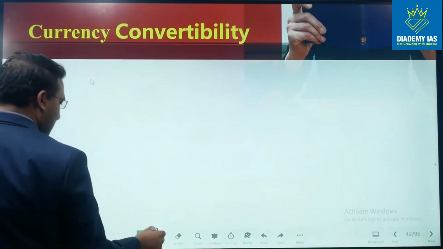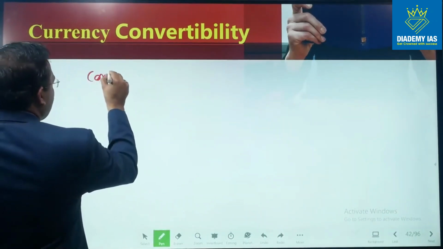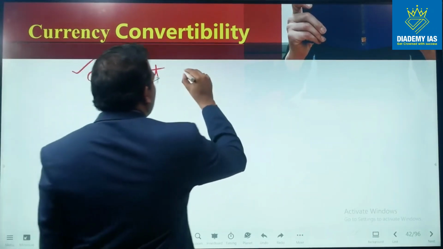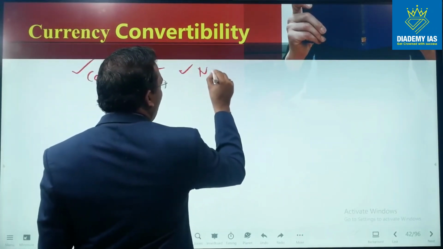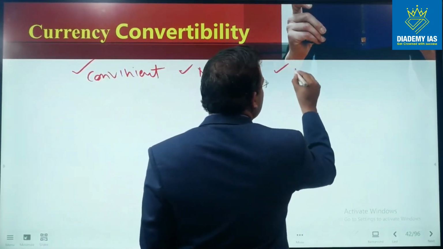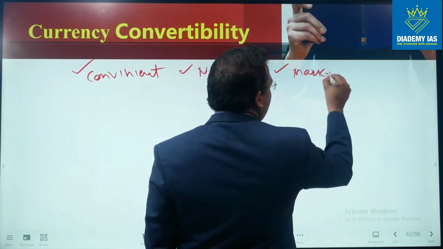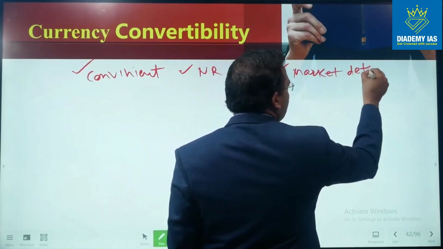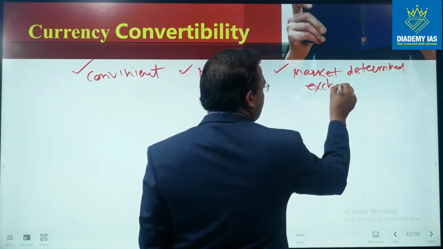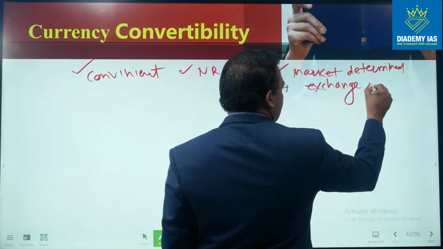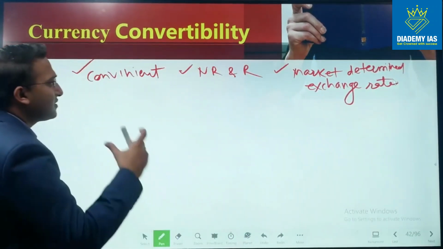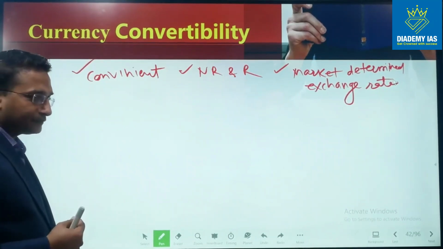So the first thing is that it is convenient to convert. Second, it is available for non-residents and residents. And third, it is available at the market determined exchange rate. So this is the meaning of convertibility.